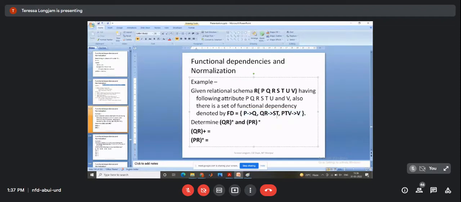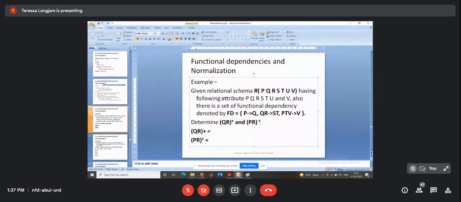P determines Q, QR determines ST, and the combination PTV determines V. You can write the functional dependencies like this also, without enclosing them in curly braces. They are the same. You have many ways of representing the functional dependencies. You can enclose them inside curly braces, which is correct, or you can write without the curly braces, which is also correct.